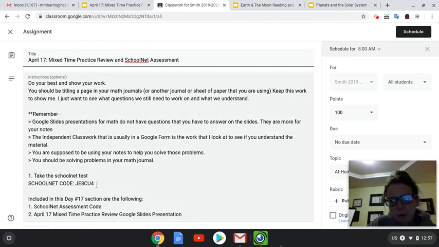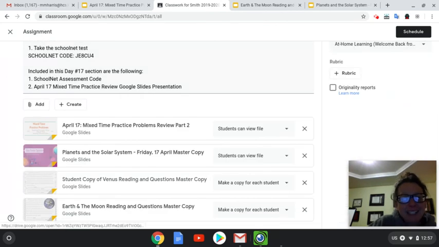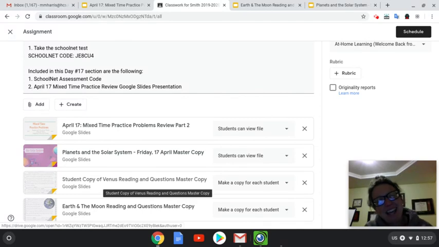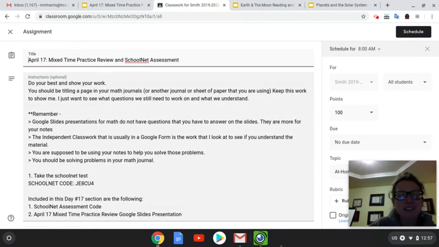Here's the code for today's SchoolNet assessment. And I have included everything that you need today. I also included Venus since you didn't have access yesterday, and I know that you weren't able to write in it. So I went ahead and added those again.